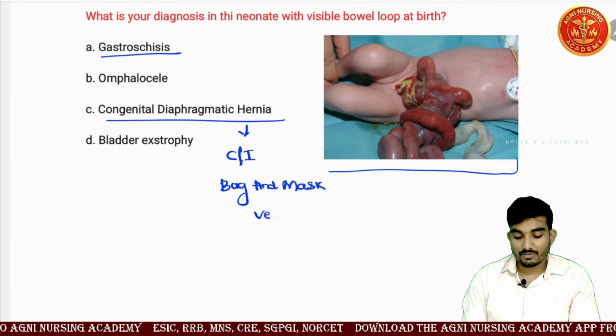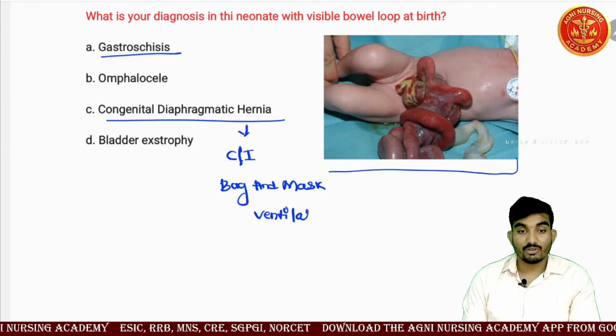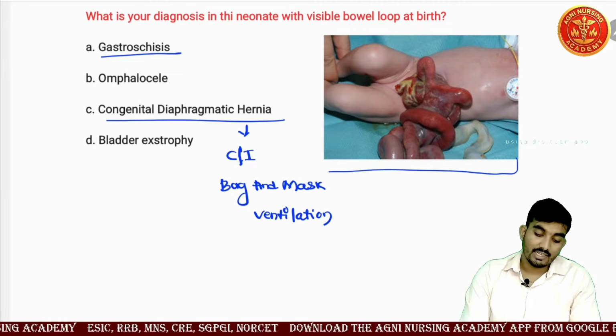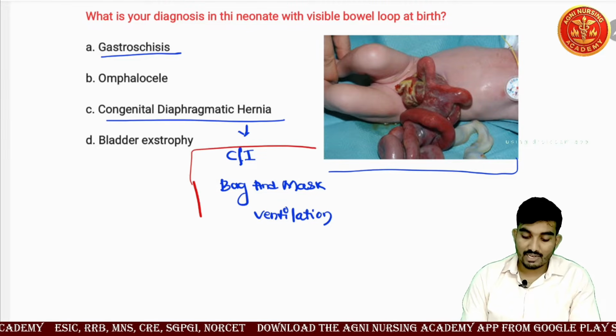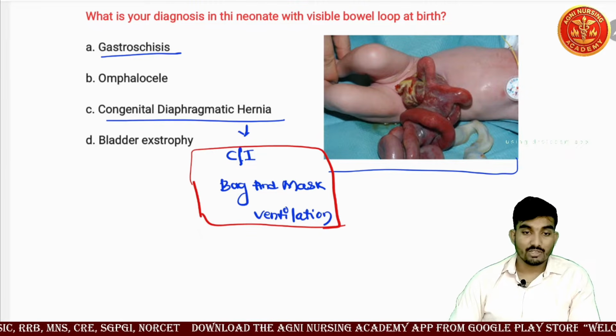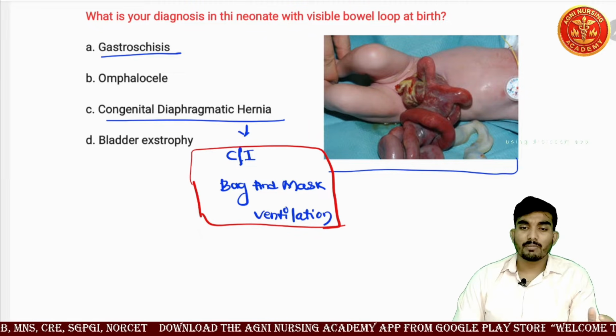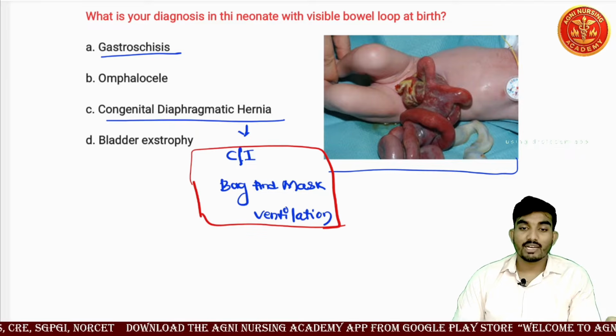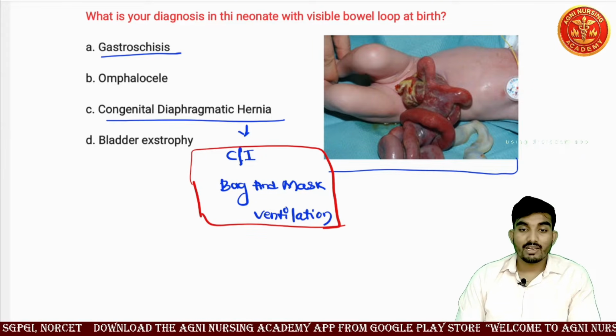Bag and mask ventilation is contraindicated in the case of congenital diaphragmatic hernia. And the fourth one is bladder exstrophy. In bladder exstrophy, the bladder is protruded out and exposed to the environment.